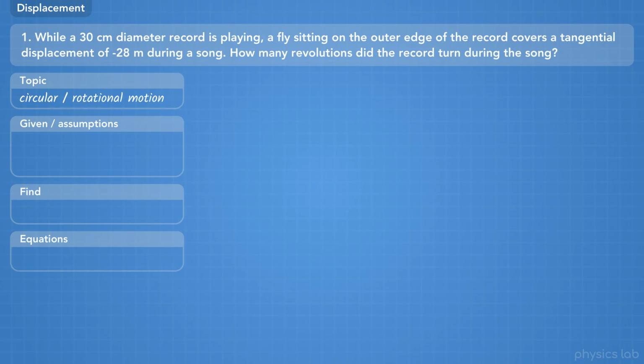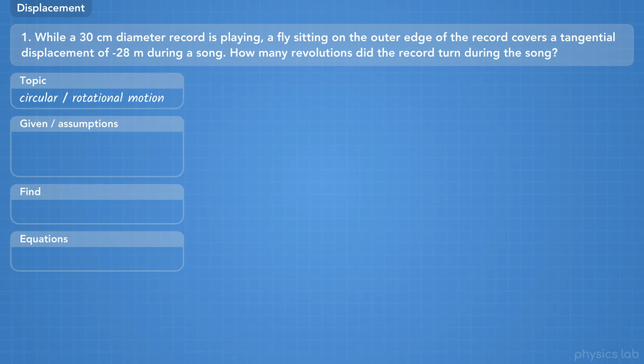While a 30 centimeter diameter record is playing, a fly sitting on the outer edge of the record covers a tangential displacement of -28 meters during a song. How many revolutions did the record turn during the song? So what information are we given?